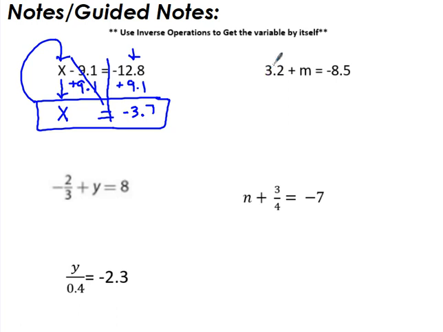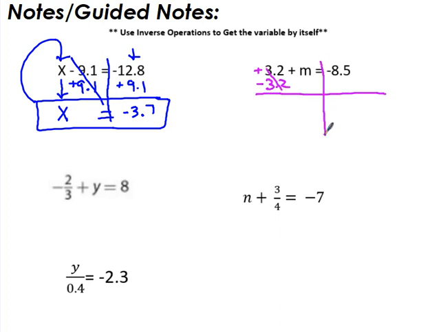Now, the 3.2 is a constant. It's out here. It's not being multiplied or divided by anything. So this is a positive 3.2. What's the opposite of plus 3.2, or positive 3.2? It's negative 3.2, or minus 3.2, because 3.2 minus 3.2 is 0. That's our goal, is to get 0 to make it cancel and go away.